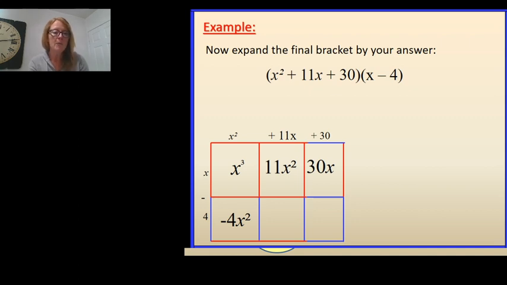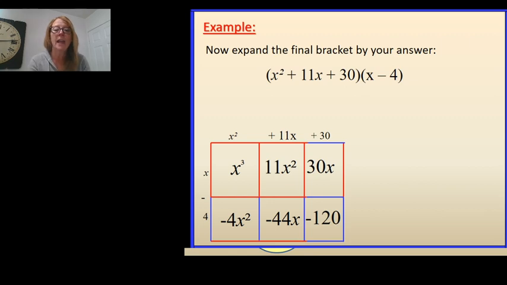For the middle bottom, I'm looking at negative 4 times positive 11x. That gives me negative 44x, because a negative times a positive gives me a negative answer, remember. And then finally, for the bottom right, I'm looking at negative 4 times positive 30, and that gives me negative 120. Now you'll see you've got some like terms here that you can collect together.